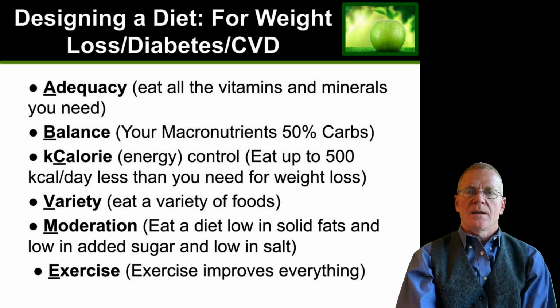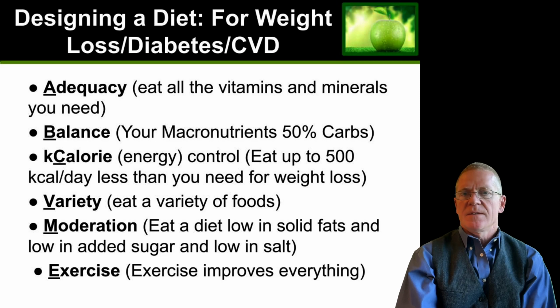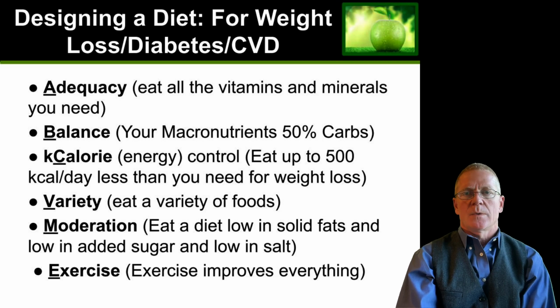So how are you going to do that? Again, the same process for weight loss, for diabetes, and for cardiovascular disease. You need to eat all the vitamins and minerals. There is no point in becoming deficient in a vitamin or mineral. This will make you sick rapidly. You need to balance your macronutrients. That means eat 50% carbs, around 25% protein, around 25% fats in your diet. You need carbohydrates, you need fats, and you need proteins to have a balanced diet and to stay healthy.